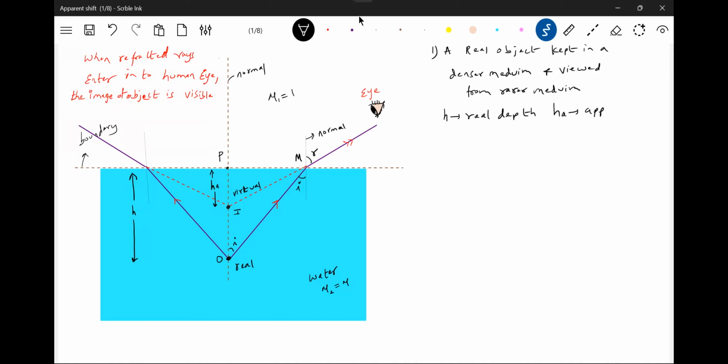H is apparent depth here. Look at these symbols. These are very important. I'm interested in knowing that one. So let's apply Snell's law. Applying Snell's law, mu 2 sin i is equal to mu 1 sin r.